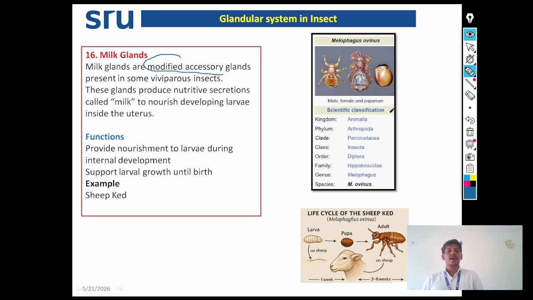This milk gland is generally there in Glossina (tsetse fly), providing nourishment to larvae during their internal development and supporting larval growth until their birth.